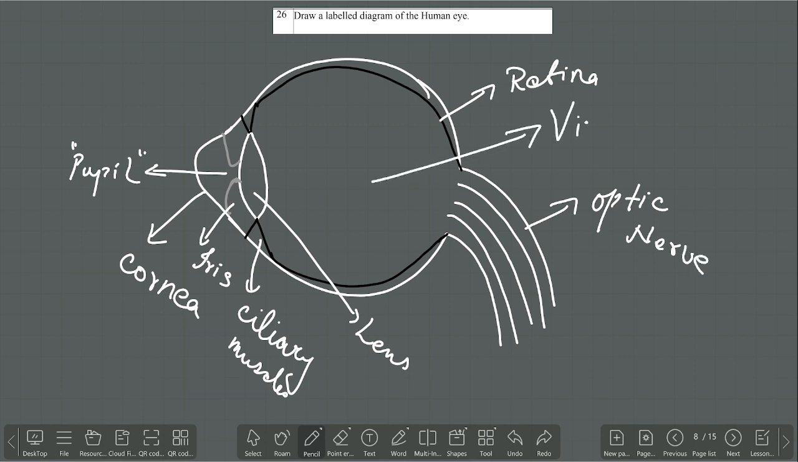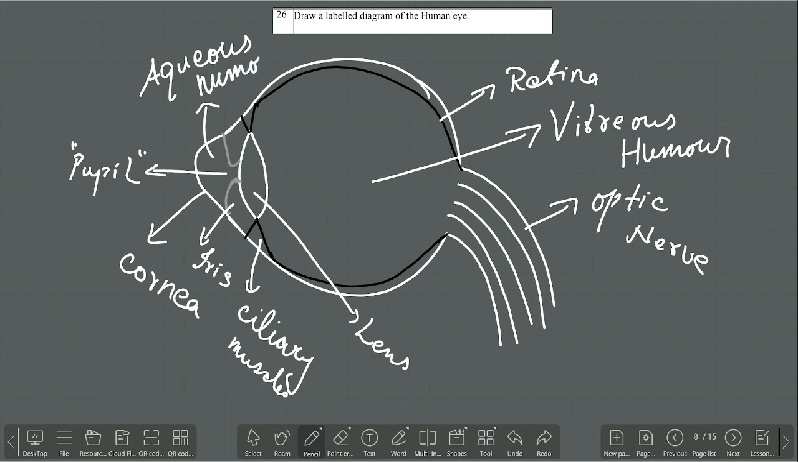That fluid-like membrane we call the vitreous humor, and in between the cornea and iris there will be one more fluid-like membrane. That fluid-like membrane we call the aqueous humor. So these are the various parts we have.